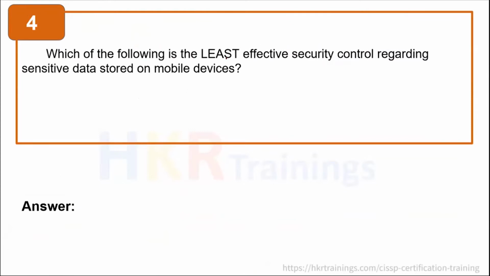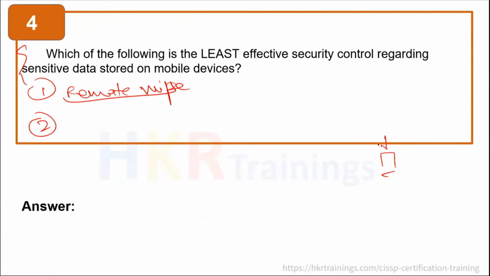Which of the following is the least effective security control regarding sensitive data stored in mobile devices? Typically when somebody asks you this question, they'll give you some options, like whether you can remotely wipe the device. So remote wipe is one option. Say you have a corporate managed device in which your corporate data is stored, and that device is lost somehow, or somebody steals the device from the employee. Now you can securely wipe the data remotely so that the data is not compromised, and maintaining that, you have a backup copy of that data available somewhere else. So you can remotely wipe the data, and hence you protect the data.